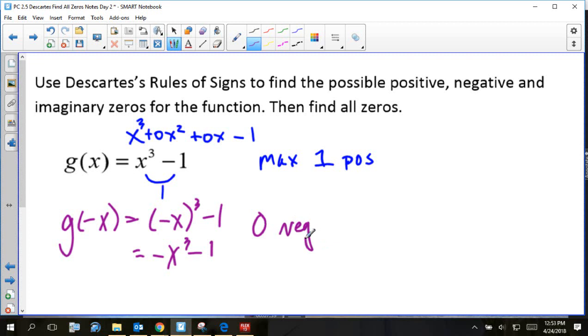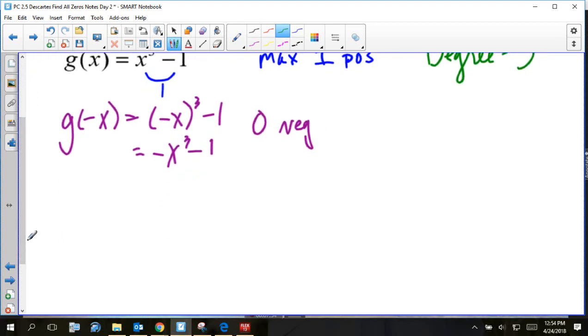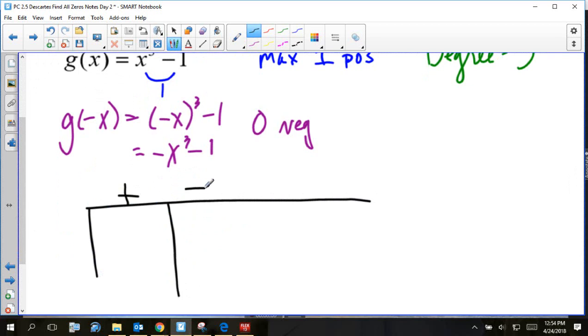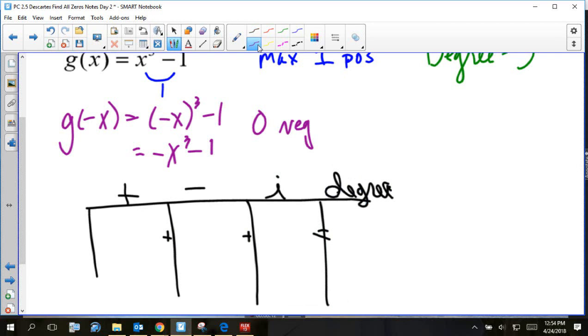Why do you think there's 5 imaginary? What's the degree? Our degree is 3. So there's a total of 3 answers. So we make a chart. We'll have positives, we'll have negatives, we'll have imaginary, and that's going to equal our degree. And I know that I have a maximum of one positive, I have a maximum of 0 negatives, which means I have to have two imaginary to equal our degree of 3.